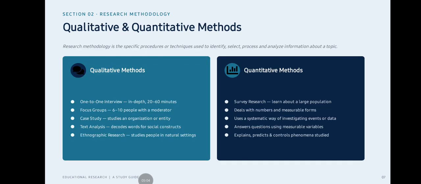Quantitative methods. Survey research, learn about a large population, deals with numbers, measurable forms, uses a systematic way of investigating events or data, answers questions using measurable variables, explain, predicts and controls phenomena studied.